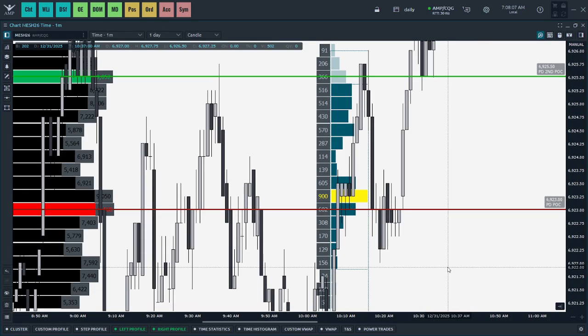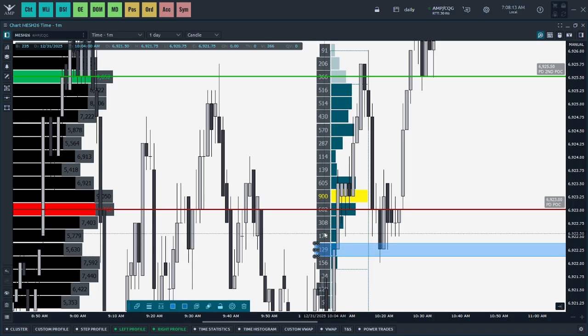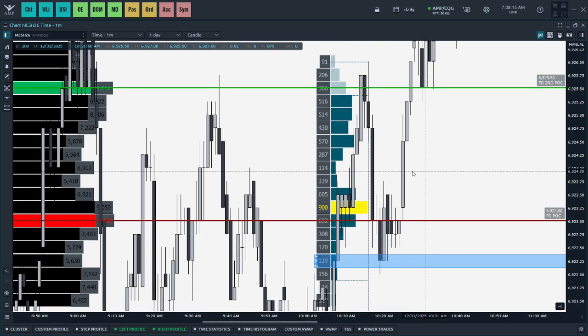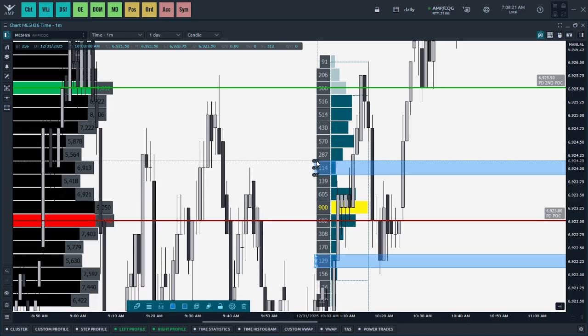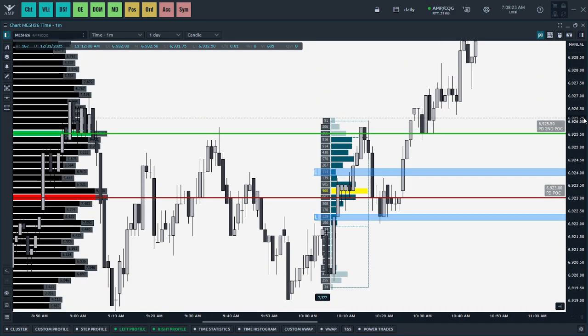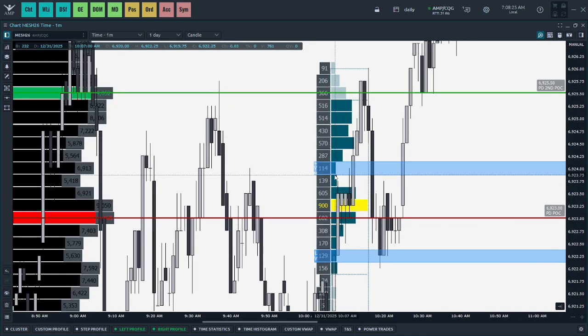Okay, so as you can see, we then have our low volume node identified as this little block here, 129. So you can see it's lower than any of these numbers. Oh, actually, it's lower. I'm sorry, we have this one right here, 114. So as you can see, we do have this low volume area.